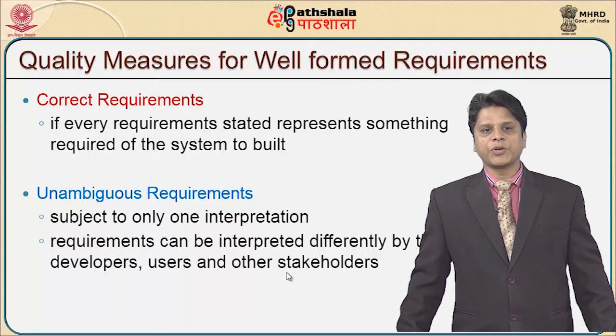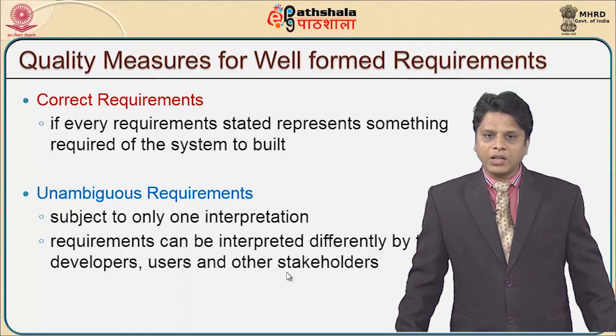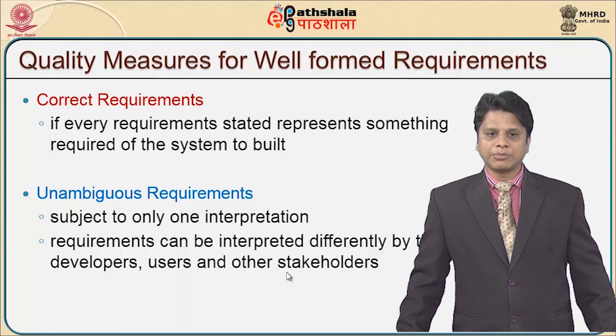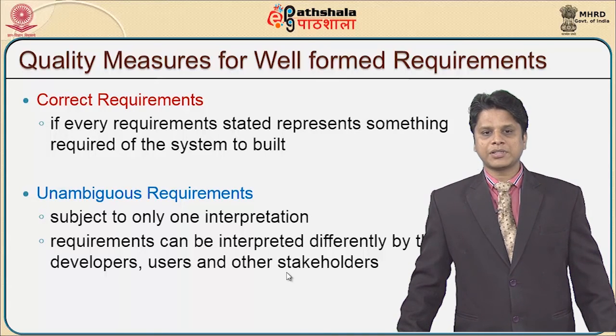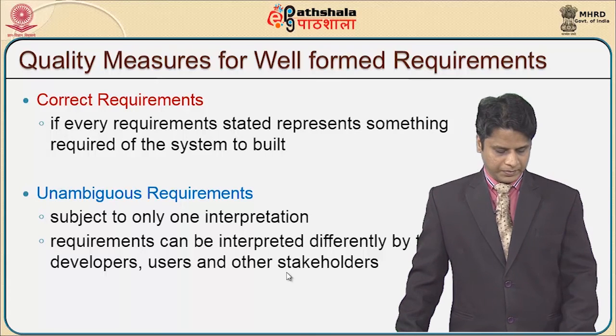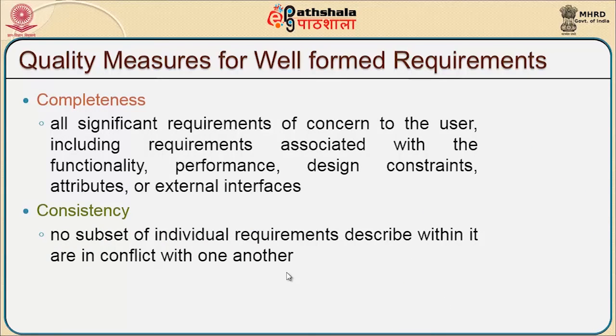By correct requirements, we mean that all the stated requirements represent something required of the system that is to be built, whereas unambiguous requirements present us with a subject to only one interpretation. Requirements can be interpreted differently by developers, users and other stakeholders. Completeness means all the significant requirements of concern to the user, including the requirements associated with the functionality, performance, design constraints, attributes and external interfaces.